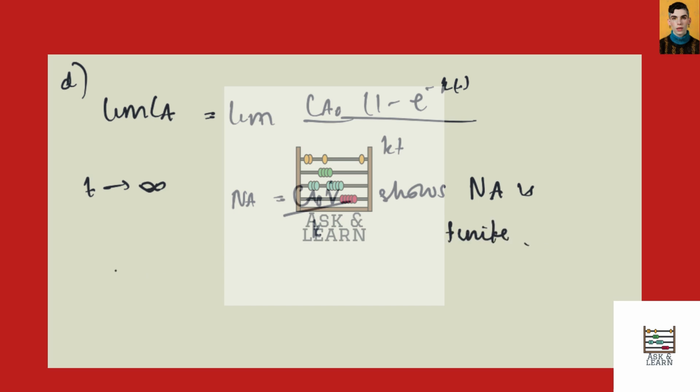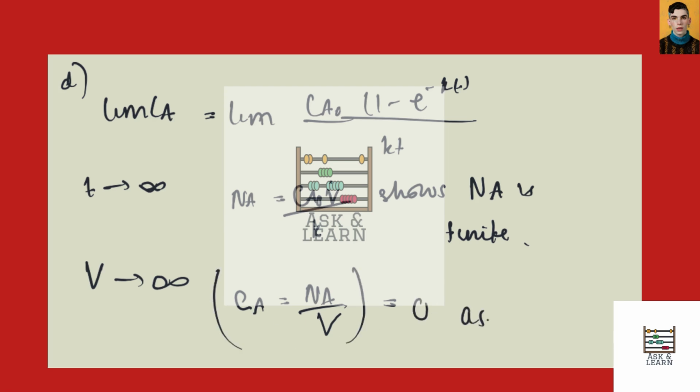And whereas if V approaches infinity, we can use CA is NA over V. And what this can do is prove that this equation equals 0. That's 1 over infinity equals 0.